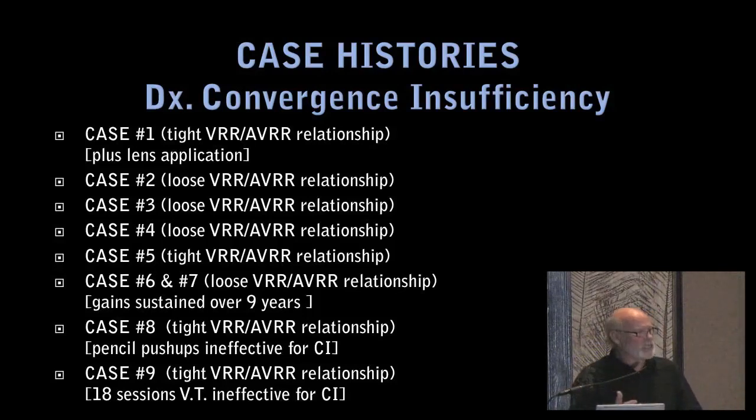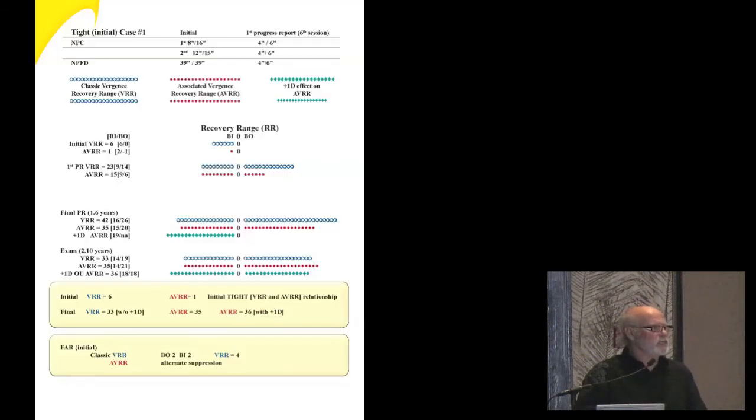Now, let's get into case reports. Concrete clinical thinking over time. You're going to get a tight relationship, 3 loose relationships, another tight relationship, 2 cases that travel over 9 years of data, or 8 years post-treatment. And then 2 cases of an ophthalmologist optometrist, one doing nothing but pencil push-ups, and one doing vision therapy. Now, here we go.